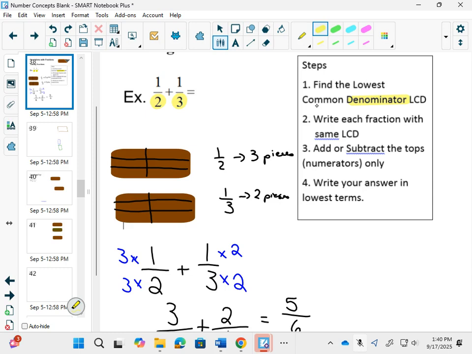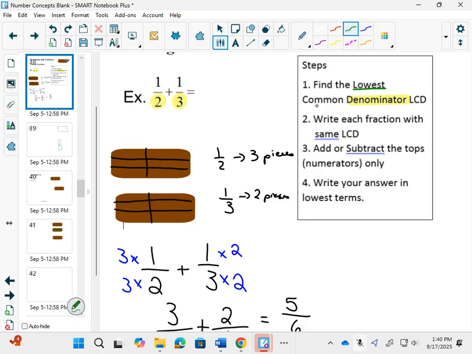We often want to find the lowest one because it makes our math easier. But it doesn't have to be. It'll still work if it's not the lowest one. Because can you see that you could break this chocolate bar even in more pieces and still eat half and still eat a third? Your math will still work, even though the pieces are smaller. But when the pieces are smaller, sometimes you have bigger numbers to work with. If we get the lowest one, it usually makes our math a little bit easier. Okay?